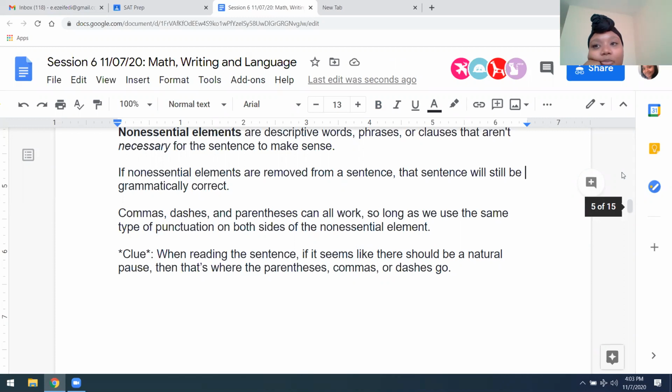So if you're not sure if it needs a comma or a dash or parentheses, one clue that might help you is that when you're reading the sentence, if it seems like there should be a natural pause there, then that's where you could put parentheses, commas, or dashes, especially commas. I feel like commas are used the most, then dashes, and then parentheses. So let's see what I mean.